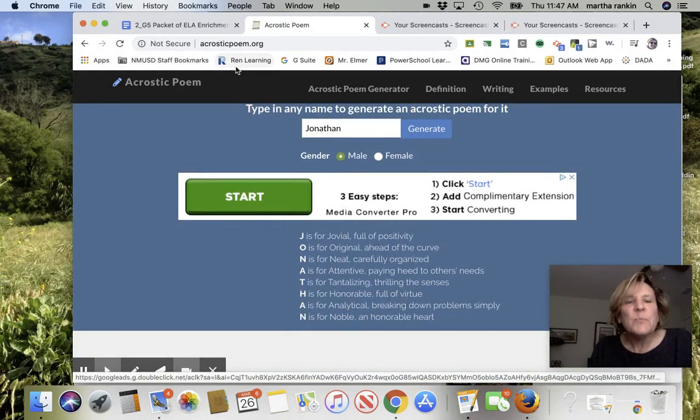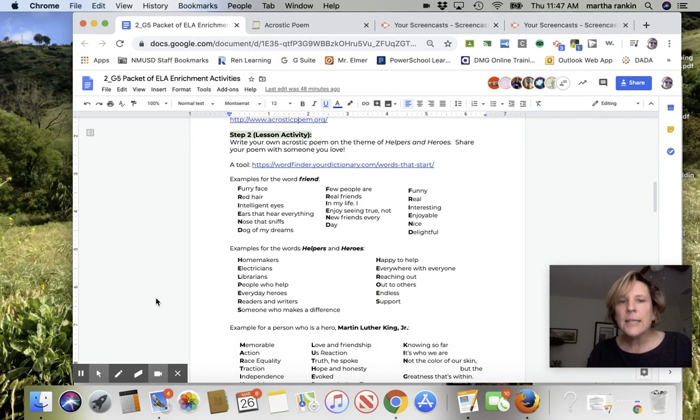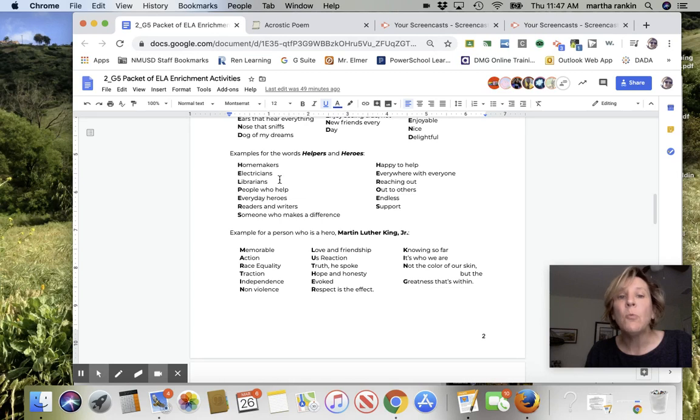Okay, friends. So now that we have an idea about what an acrostic poem looks and sounds like, let's take a look at our lesson activity. So we're supposed to write an acrostic poem on the theme of helpers and heroes, and they give us a few examples. So the word friend, which could be a helper or a hero, they have 3 different examples. They also have the actual word helpers. Check it out. There's one on the word helpers and there's one on the word heroes.